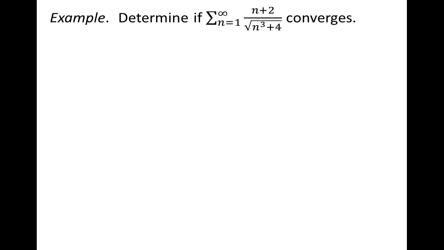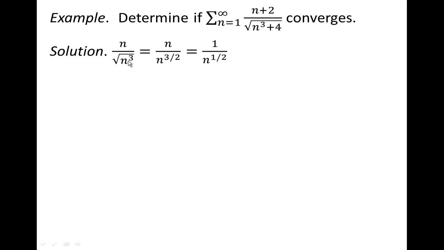See how this works. We want to determine if this sum, so the numerator n plus 2, the denominator is the square root of n cubed plus 4, does that converge? Here's how we get a rough estimate. The numerator, in the long run, will behave a lot like n, and that 2 will have very little influence. In the denominator, it's the n cubed that's doing all the action. We drop off the 4 just to get a sense for how this thing grows.